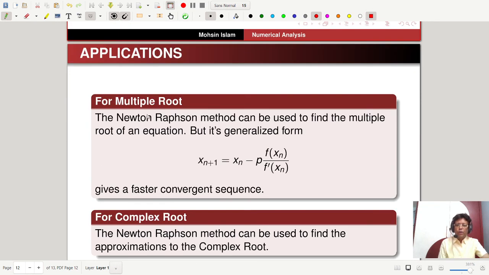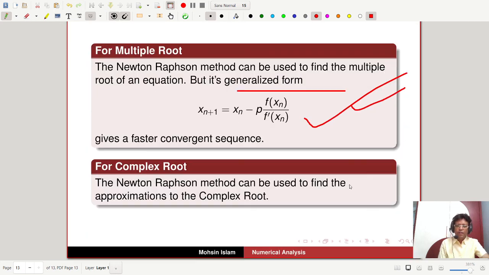Also, you can calculate a multiple root by the Newton-Raphson method. You have to use a generalized form. The generalized form of the Newton-Raphson method is given by xn+1 = xn minus p f(xn) by f'(xn). It gives a faster convergent sequence. And for complex roots also, the Newton-Raphson method can be used to find approximations to the complex root. That I am not explaining in this lecture.